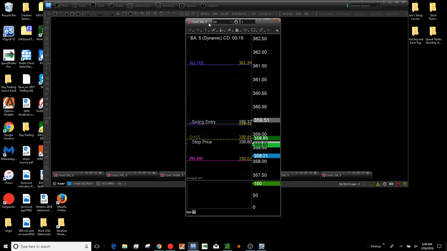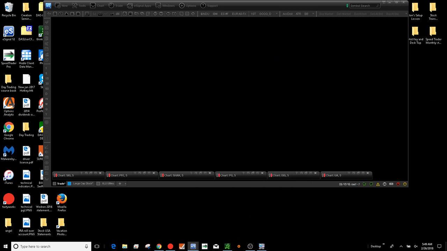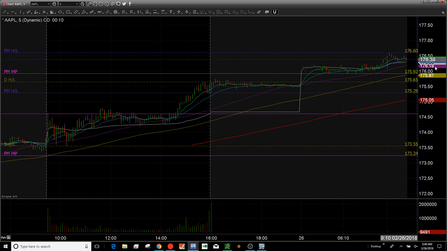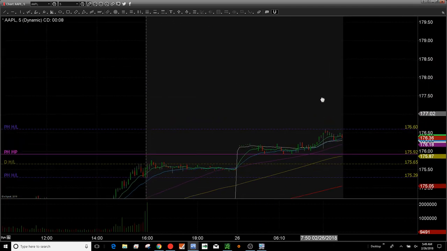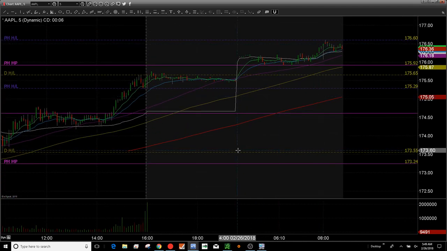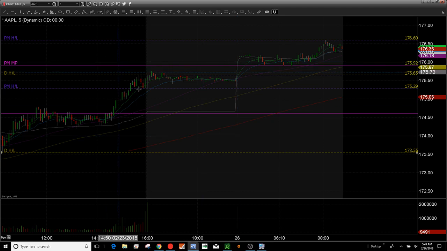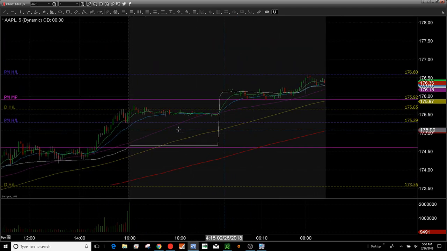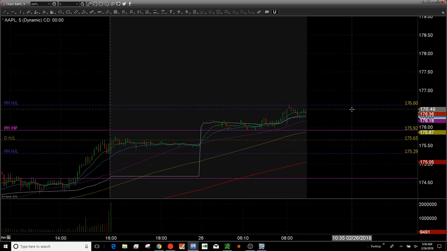All right. Let's go over here. Let's go to Apple. Apple might be one of my favorite looks here. Once again, daily low. Delete that, don't need that one. Daily high, 50% mark. Pre-market low, it's above the daily high. We got a pre-market macro pivot here at 175.92.